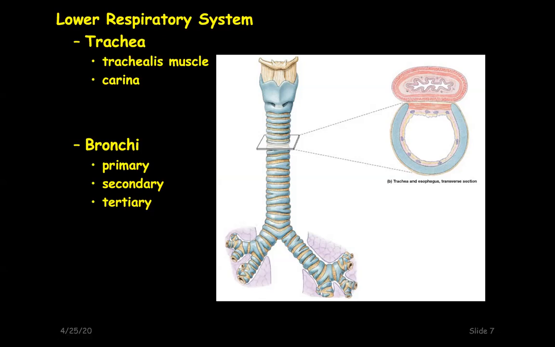And from there, they branch into secondary or lobar bronchi. So each primary bronchus divides into, on the right, 3 lobar bronchi, and on the left, 2 lobar bronchi. These are secondary bronchi that enter into each of the lobes of the lungs. They're supported with cartilage. They contain smooth muscle. And those further branch into the tertiary or segmental bronchi. These are supported with cartilage, and they contain smooth muscle as well.